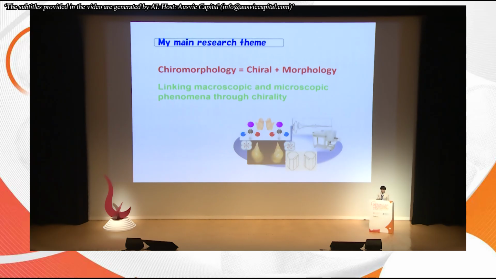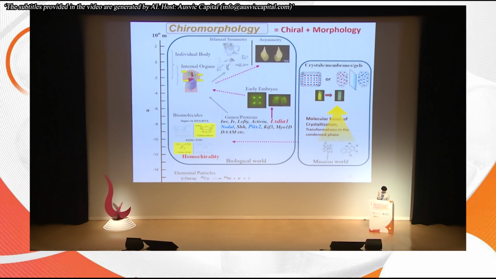So, go to my own research. So, chiromorphology, and this is sort of a schematic representation of my work. This vertical axis is the order of magnitudes in logarithmic scales. So, 2 is 100 meters, and 0 is 1 meter, and minus 10 is angstrom. On the left-hand side, I put the biological world. On the right-hand side is the material world, because they are overlapping. But just to make it easy, I just put them separately.